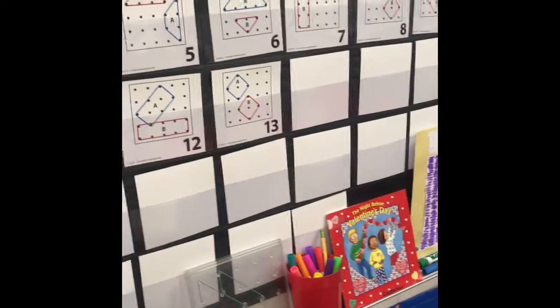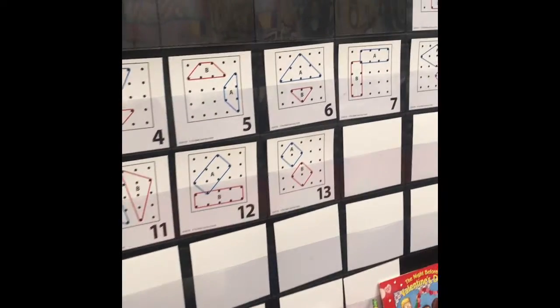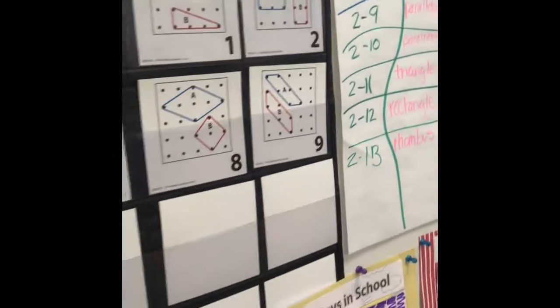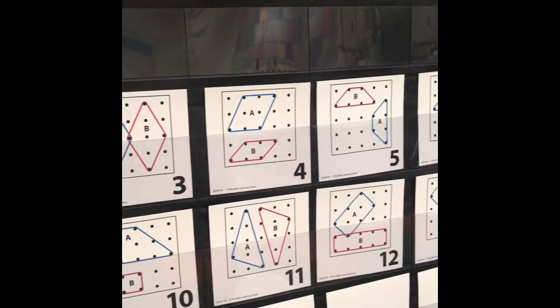Also, this is a great tool to use throughout the year to continuously revisit standards. It keeps the standards fresh all year long so the students don't forget knowledge that they learned, and they keep it in their little knowledge boxes.